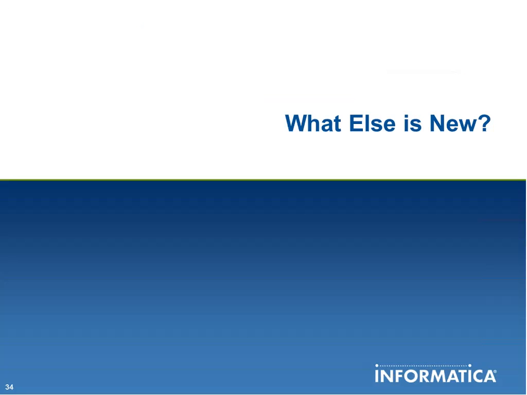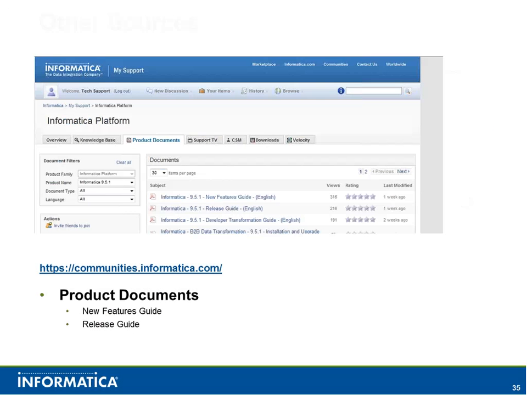So that finishes our whistle-stop tour of what's new in DQ. It's not everything that's there, and we basically picked out the key features. If you want to see what else might be new, I would recommend you use the communities forum site where you can get the product documentation. And if you go in there and filter down to the 9.5.1 products, you'll see the new features and release guide. And within that, you will be able to get that information.